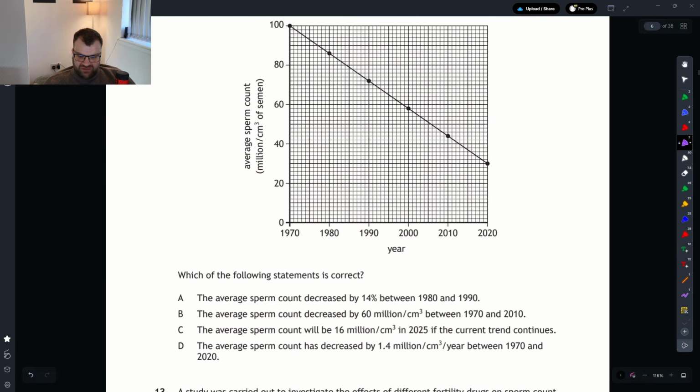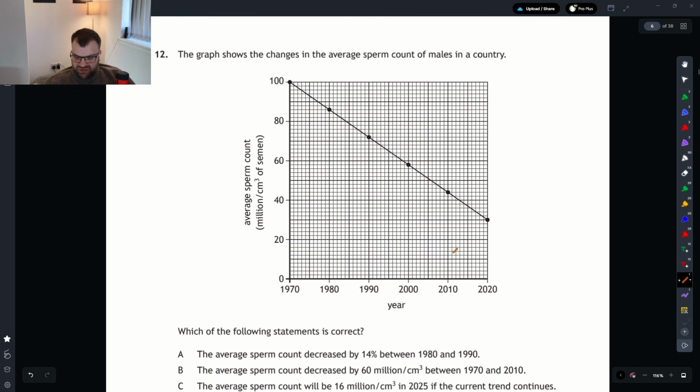Moving on, we have got a graph, and we are asked to work out which of these is true. Okay, 1980, 1990. We are at that number and that number. So we must be going up in 2s for each box because that would be 10. So that would be 72 and then 86. It's gone down. It has gone down by 14. 14%. Sneaky, sneaky. It's gone down by 14 million per centimeter cubed, not 14%.